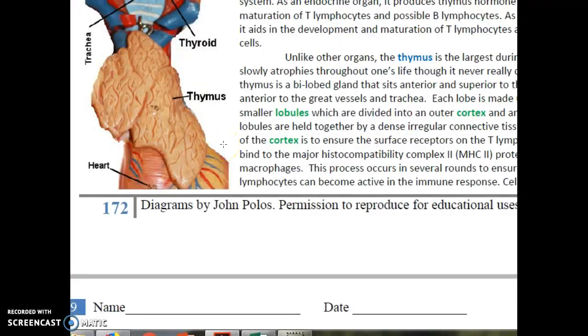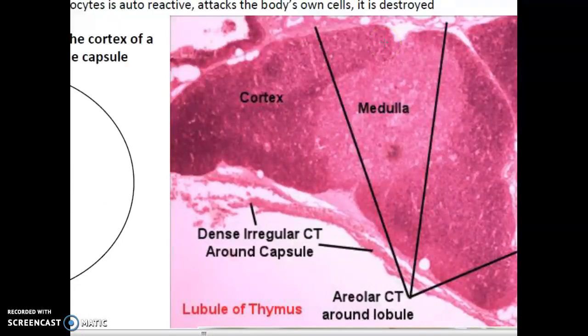Unfortunately, we do not have a thymus model. It sits on the heart, and it's generally larger in children and adults. It has a couple lobes made up of smaller lobules. So this is one of the lobules making up one of the lobes of the thymus. So the thymus has two lobes with many lobules. There is a medulla on the inside and a cortex on the outside, and it has a dense, irregular connective tissue capsule around it. And you should see some fat as well.